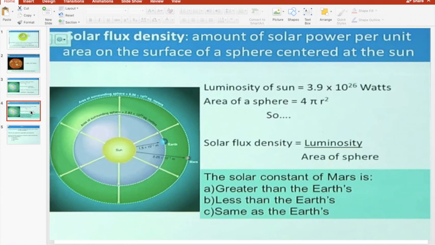So we have a question over here. It is greater than the earth, it is less than the earth, it is same as the earth. So it is less than the earth, but if they ask the luminosity on the Mars, that will remain same. So for luminosity it is same as the earth, but as a solar constant, as a solar flux density, it is less than the earth. Okay, I think this is clear to you.